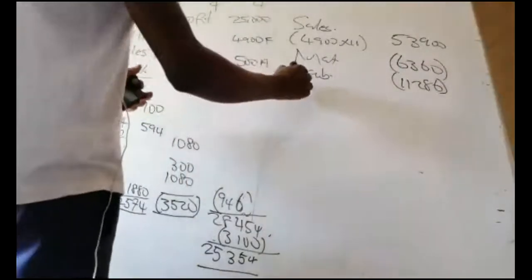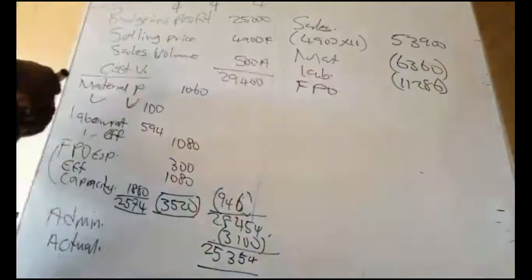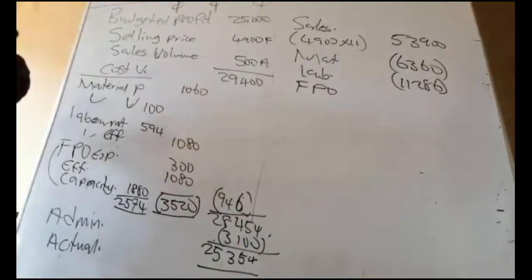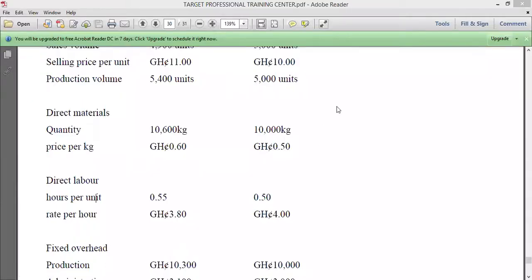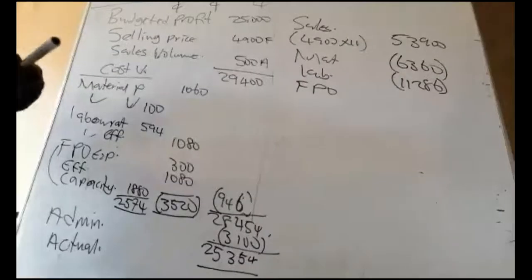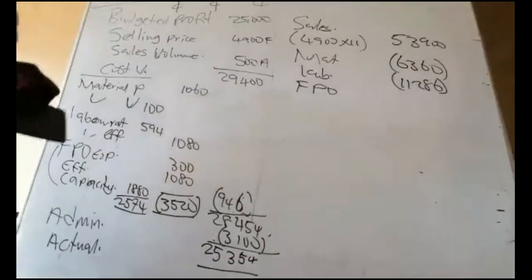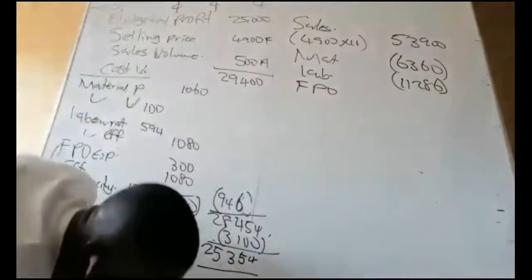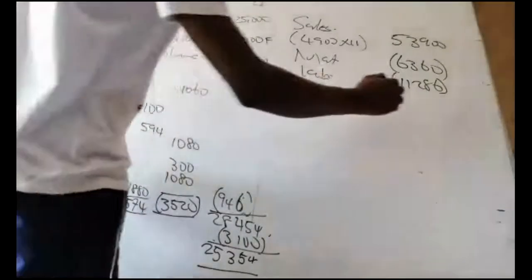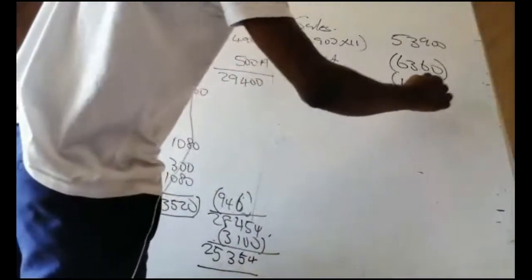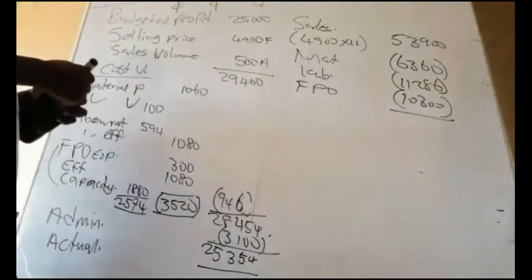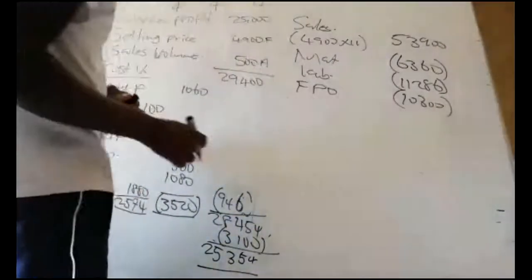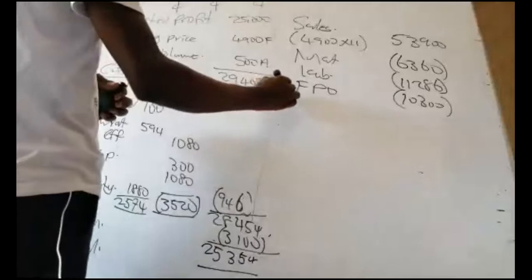Then you go to actual fixed production overhead. The actual fixed production cost, the amount was 10,300. Good, 10,300. Sorry, some mosquito blowing. So that's 10,300. So what's the profit? This profit is before.